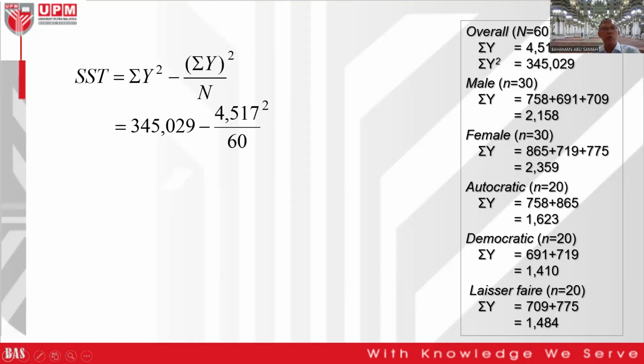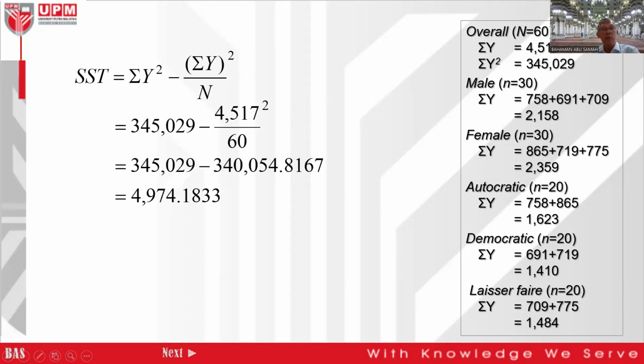So in this case, if we were to solve for this, the value that we'll be getting for sum square total is 4,974.1833. That will be sum square total, right? I mean, if you were to do the calculation, provided that no careless mistake, by right, you should be able to come up with the accurate answer.